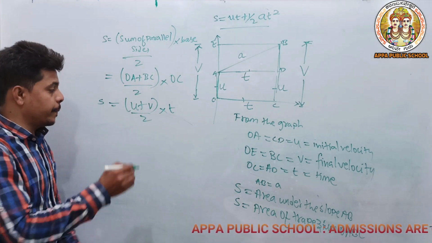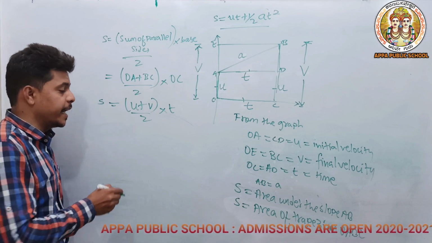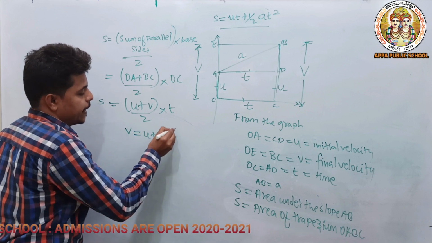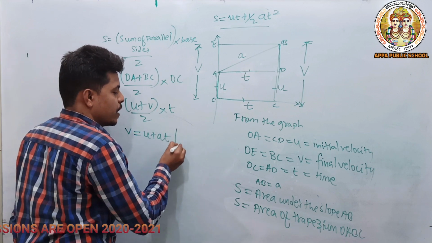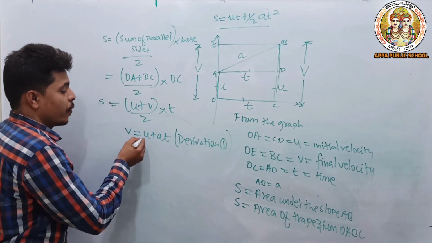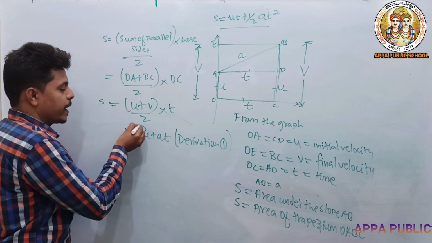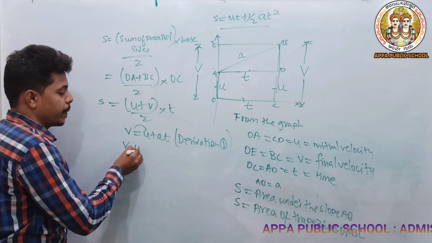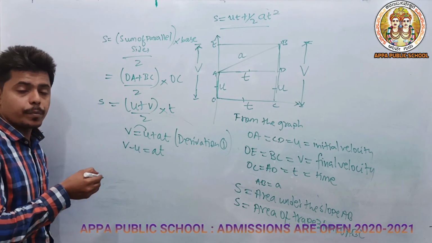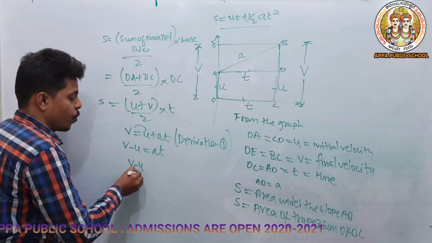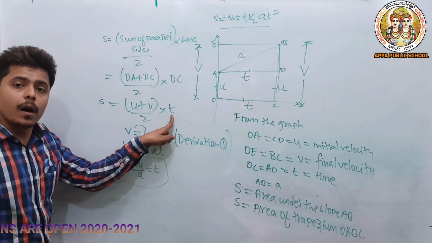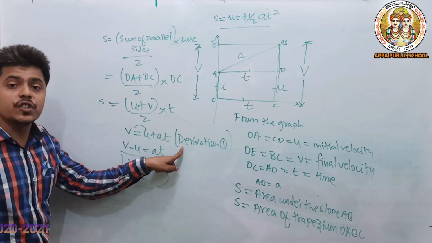Now we know that from derivation 1, equation of motion derivation 1, V is equal to U plus AT. If I take this U to this side, it becomes V minus U, and this is nothing but AT. Then I cross multiply this A, and it becomes V minus U by A is equal to T. Now I got the value of T from derivation 1.